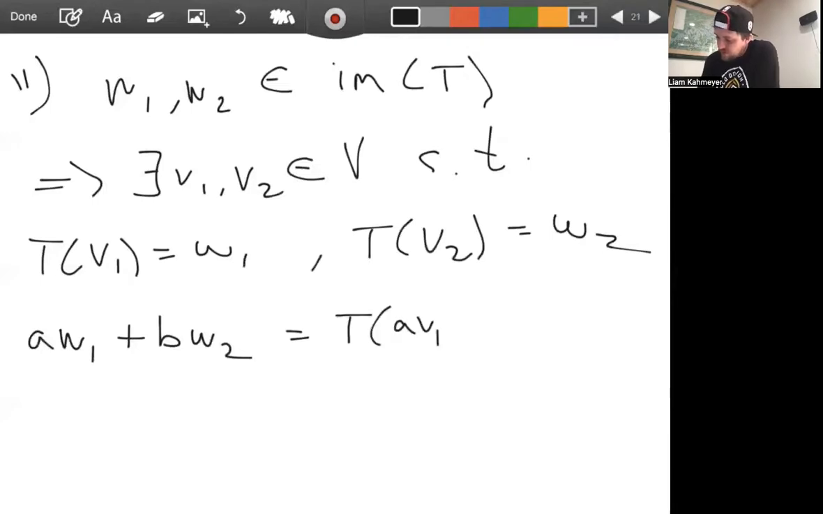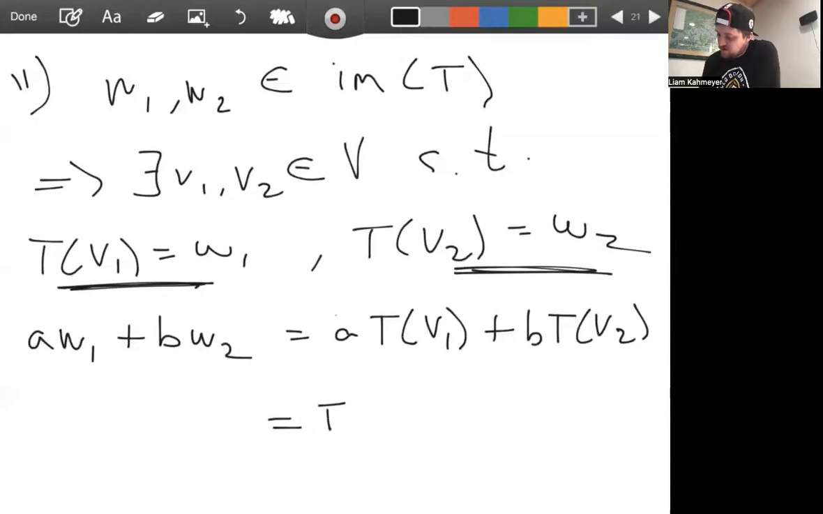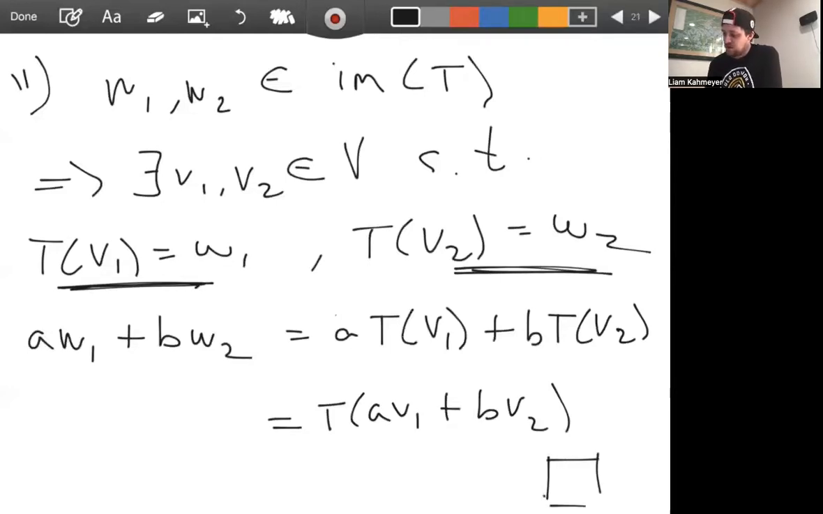And we can see immediately that this is going to be, well, let's write it more explicitly. This will be A times T of V1, because W1 is in the image, plus B T V2, since W2 is in the image. And then by the linearity property of linear transformations, this is T of A V1 plus B V2. And so we found an element in the domain which maps to A W1 plus B W2. And so this would be our proof that the image is also a subspace.